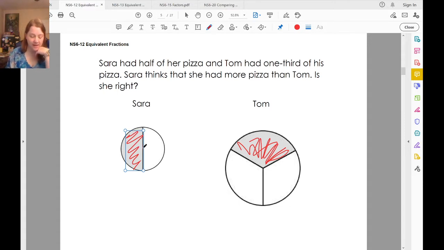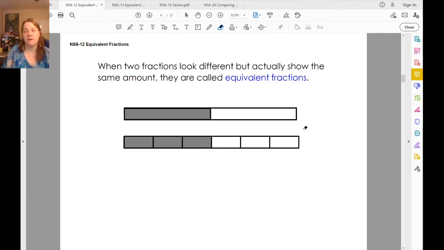See how this half and that third look roughly the same? It's difficult to tell because they're circles, but normally you would expect 2 pizzas to come in the same size. And Sarah's pizza appears to be maybe a medium, and Tom got a large. So the fractions that we're comparing are not equivalent. When 2 fractions look different but actually show the same amount, that's when we call them equivalent.